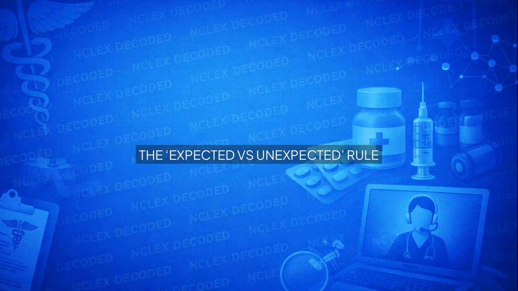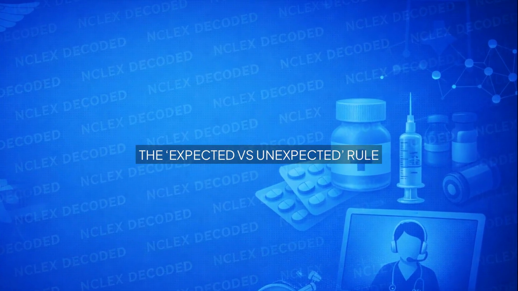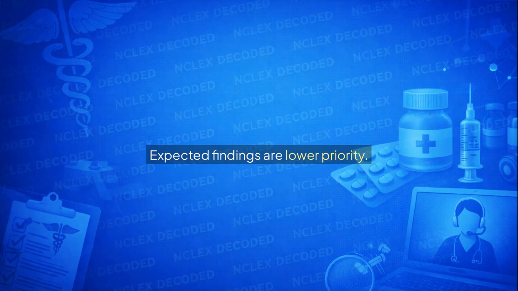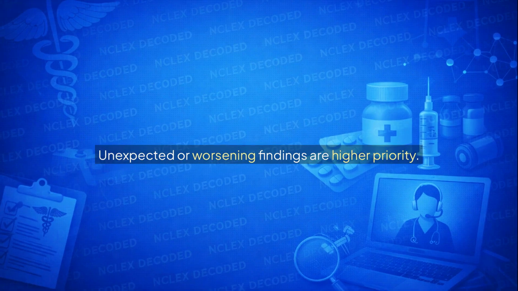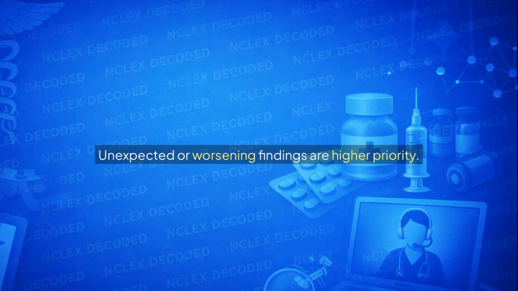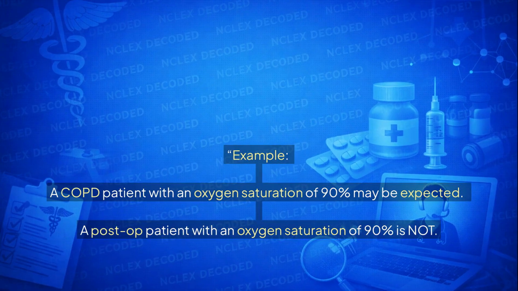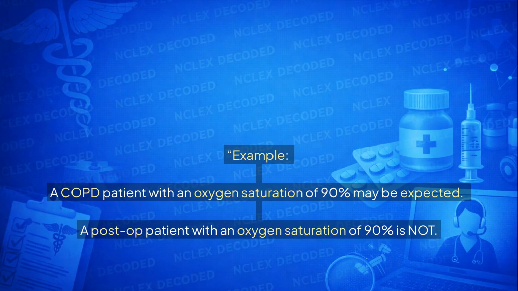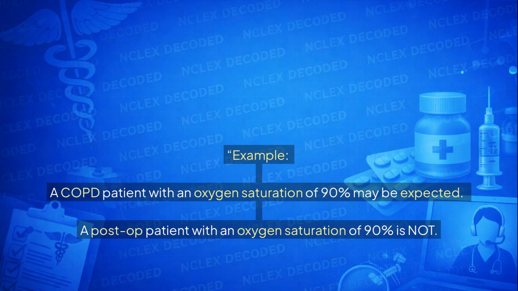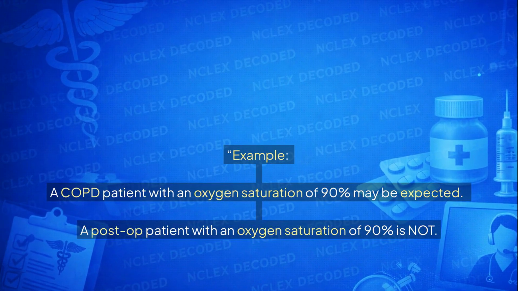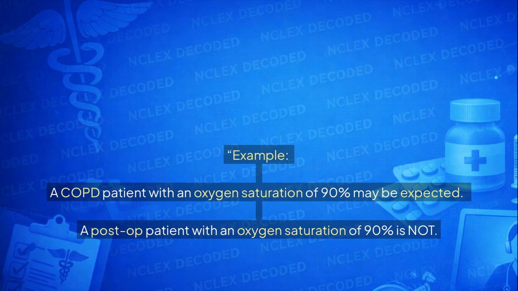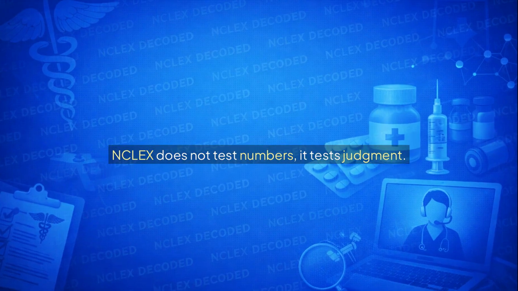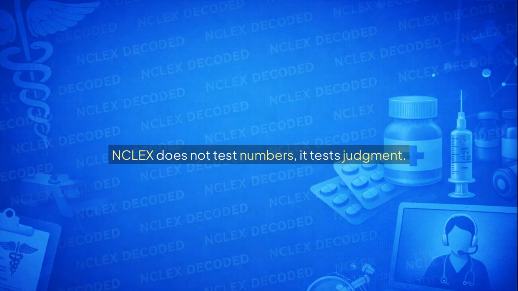The expected versus unexpected rule. Another rule NCLEX loves. Expected findings are lower priority. Unexpected or worsening findings are higher priority. Example. A COPD patient with an oxygen saturation of 90% may be expected. A post-op patient with an oxygen saturation of 90% is not. Context matters. NCLEX does not test numbers, it tests judgment.